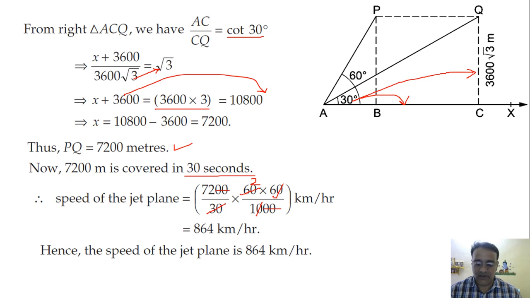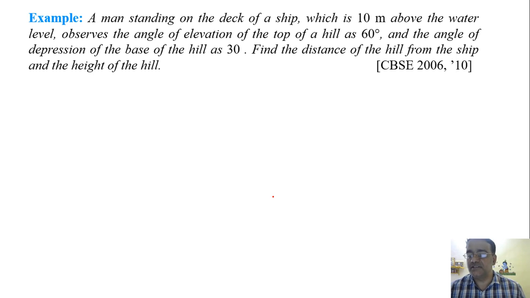No, sir. Okay, so now we are moving towards one more important good question of CBSE 2006 and CBSE 2010. A man standing on the deck of a ship which is 10 meter above the water level observes the angle of elevation of the top of the hill as 60 degree and the angle of depression of the base of the hill as 30 degree. Find the distance of the hill from the ship and the height of the hill.